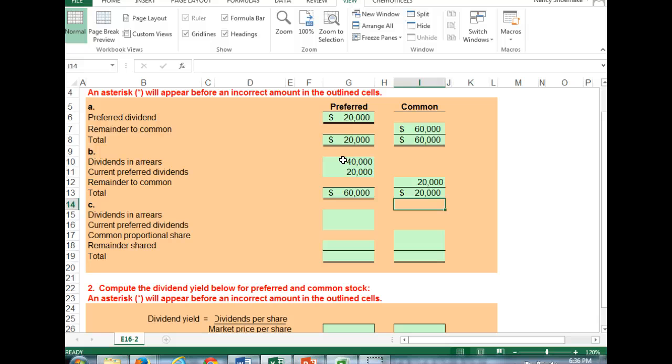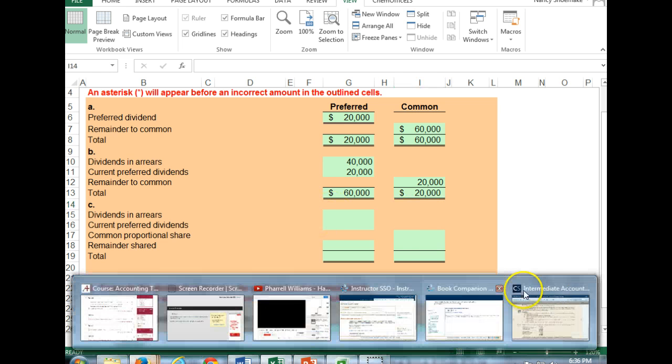Does that make sense? Could you do problems like this? What are we learning here? The preferred stock makes it very clear what their guaranteed stock dividend is when they pay them. And if they are in arrears, they're going to get all those arrears first.